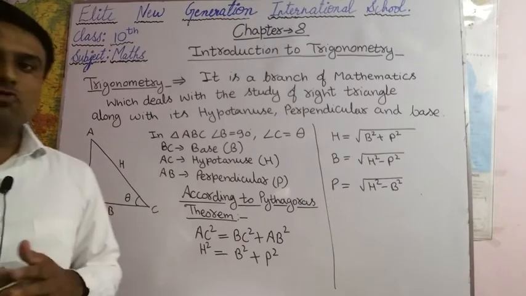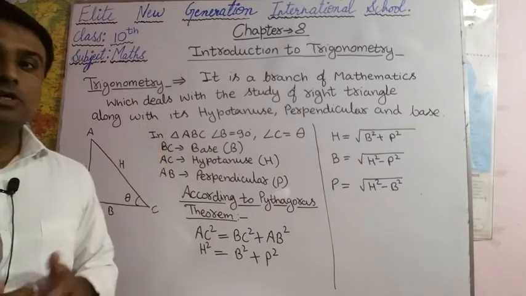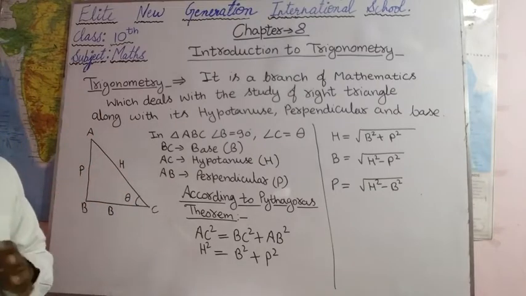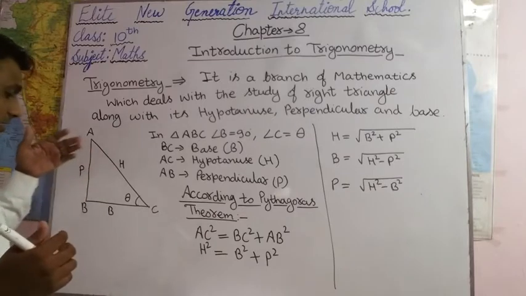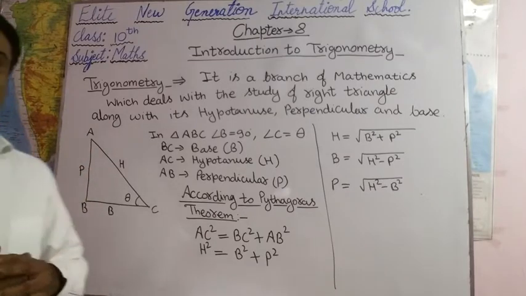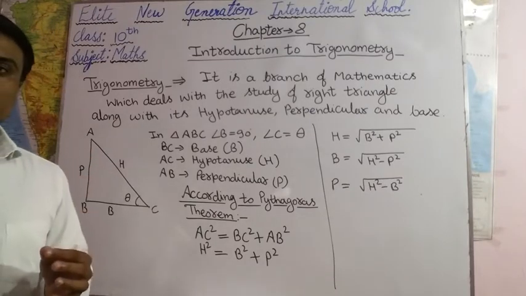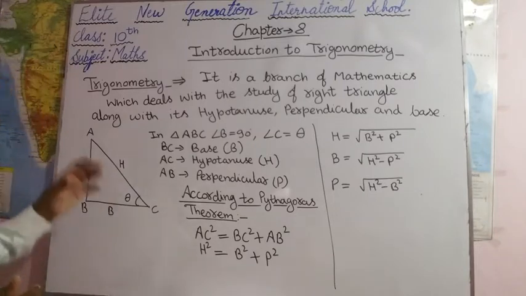It is a branch of mathematics which deals with the study of right triangles. So when we study right triangles, by taking their hypotenuse, base and perpendicular, we also study different ratios of a right angle triangle.